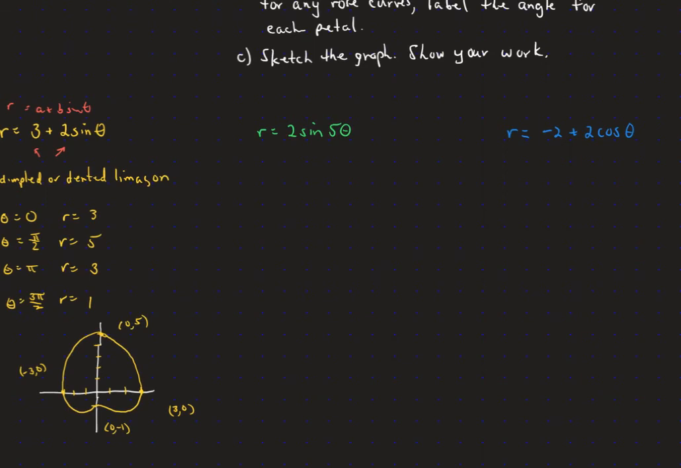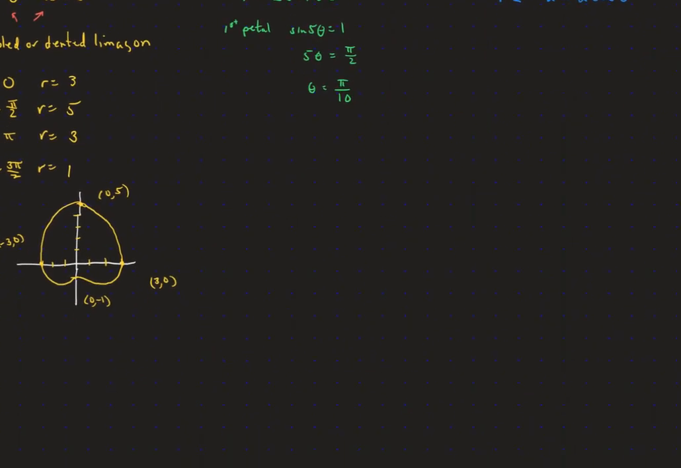Okay, I'm going to come back up. Now this is a rose curve, and because the n is odd, that means it's going to have 5 petals. Now the first petal is going to be on the angle where sine is first equal to 1. And sine is equal to 1 when it's an angle of pi over 2. And that means if we divide by 5, that's going to be at an angle of pi over 10.